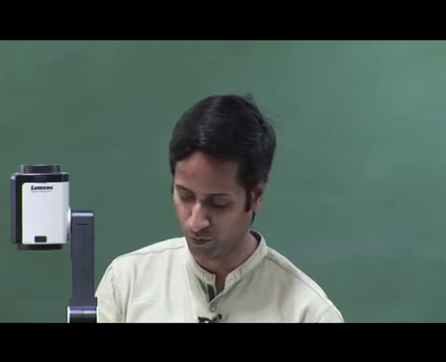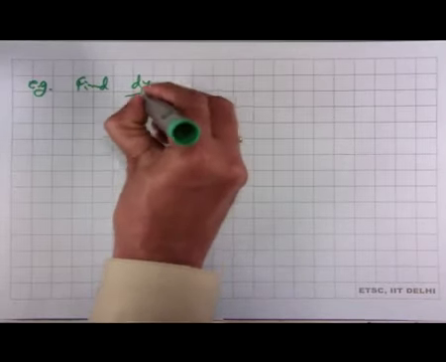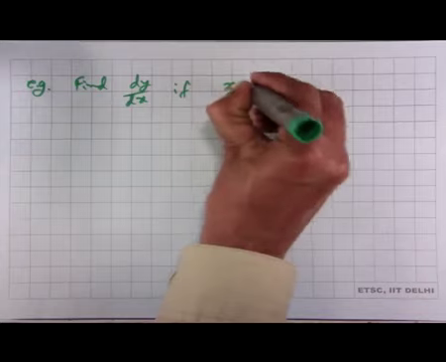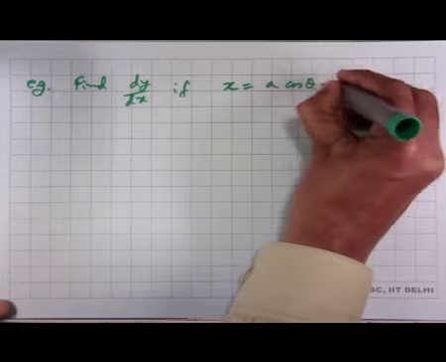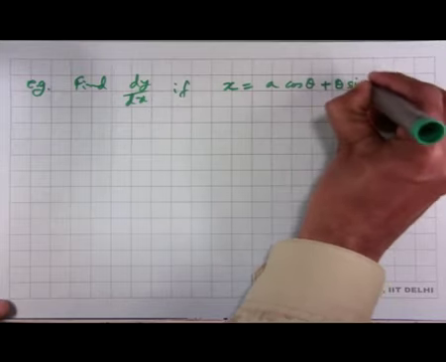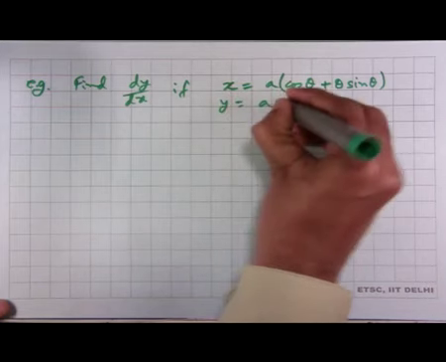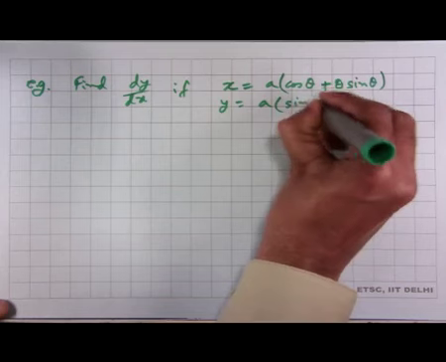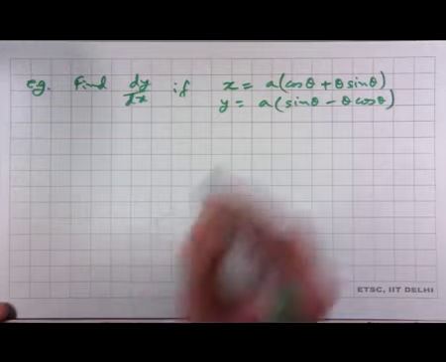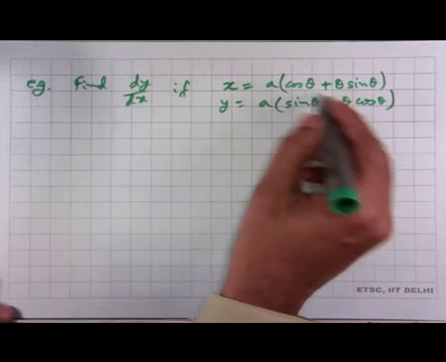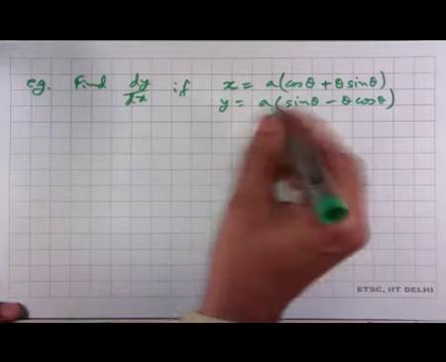Let us look at one more example. Find dy dx if x is given by a times cos theta plus theta sin theta and y is a times sin theta minus theta cos theta. So, here x and y are given in terms of the parameter theta. So, to find dy dx, we need to find the derivative with respect to theta.